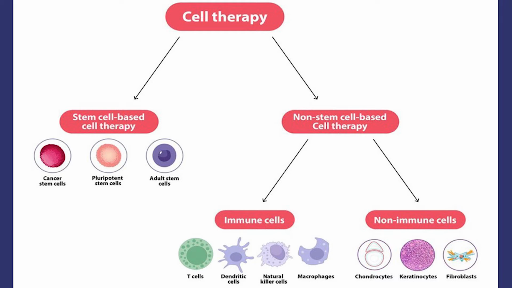So there are a number of different ways to approach treating diseases that involve the immune system. And as you can see by the diagram on the slide here, there are stem cell-based therapies. And I'll talk a little bit more about stem cells because that's where a lot of the treatment in autoimmune disease is heading. But I'll also touch on non-stem cell-based therapy using immune cells to correct deficiencies or deficits in the immune system, other non-immune cells to deal with other parts of the body. Chondrocytes affect bone, fibroblasts affect connective tissue.